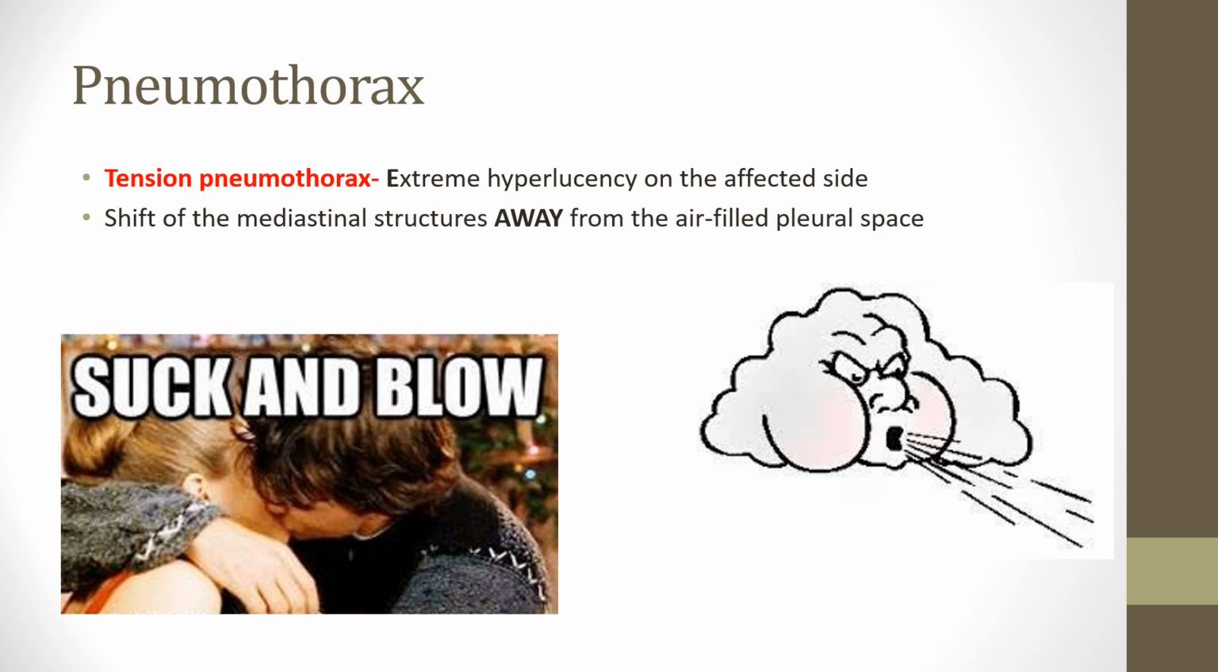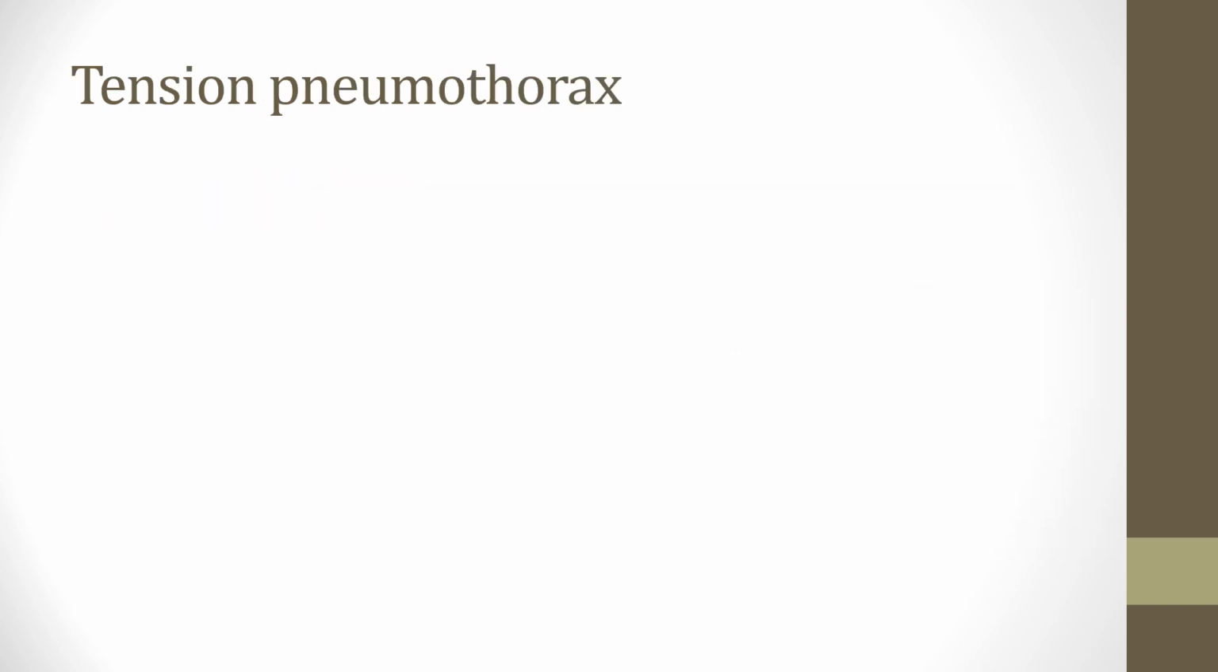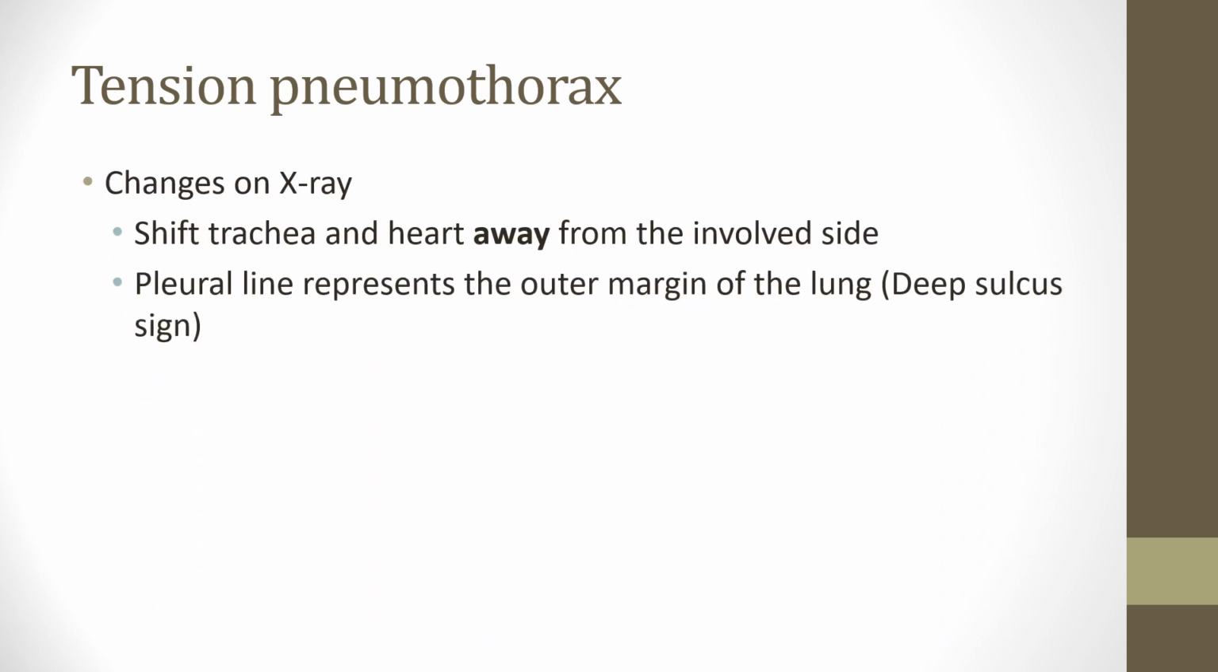So the PMI, the point of maximal intensity for the heart, would go to the opposite side. So if I had a right-sided pneumo, my heart would sound louder more on my left side. If I had a left side pneumo, my heart would sound louder more on the right side. So when we're looking at tensions, the heart and trachea will be shifted away.